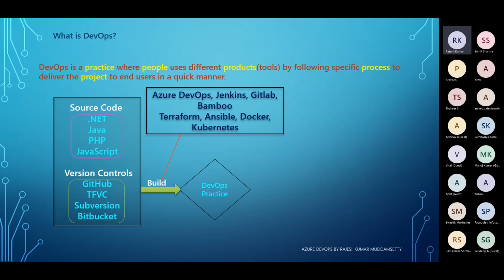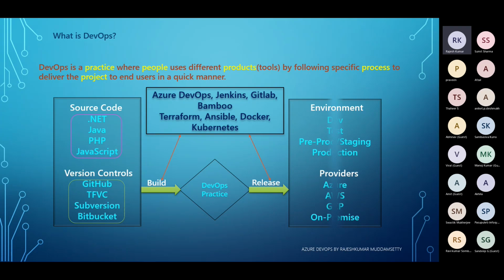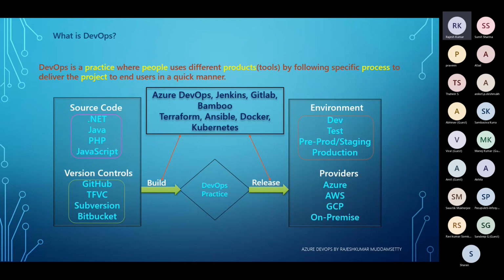Once you have verified the build and the build looks good, what do you need to do? You need to release it. So where are you going to release it? I'm going to release into my environments. So what are your environments and where are those environments? Those environments are provided by my company or some cloud provider or any third-party vendor. The environments can be dev environment, test environment, pre-prod or staging. Some organizations call it pre-prod and some call it staging environment, and then finally production environment.